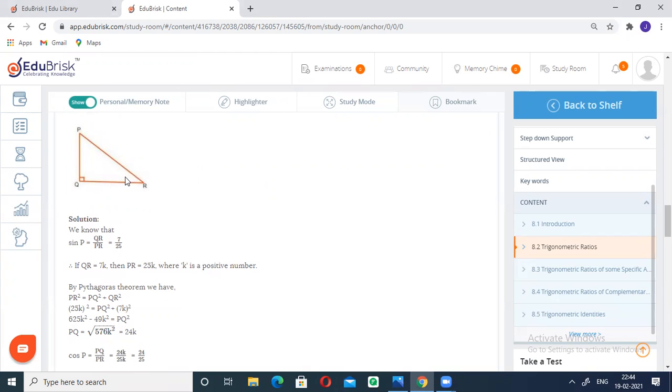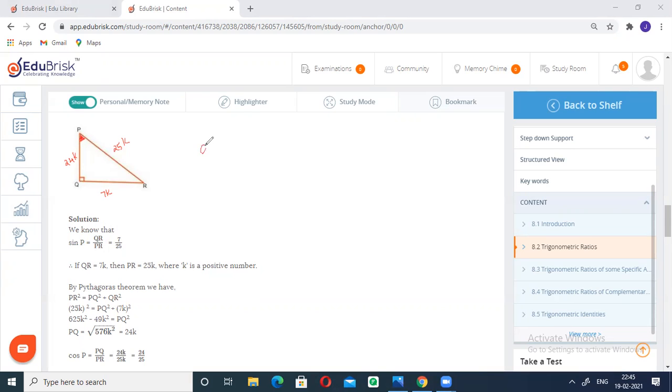So we got all the three sides. This side already we have taken as 7k, this is 25k, and this we got now as 24k. Once you know all the three sides, you will be able to write any trigonometric ratio. Whatever be the trigonometric ratio, we will be able to write. For example, if we are writing for this angle, then cos will be equal to the adjacent side, that is 24k divided by 25k.